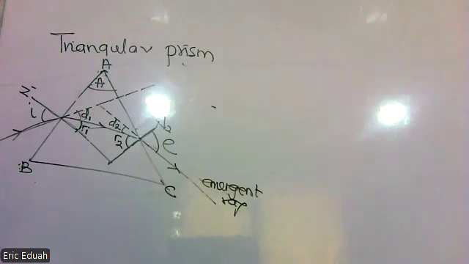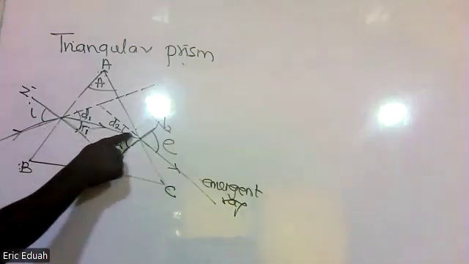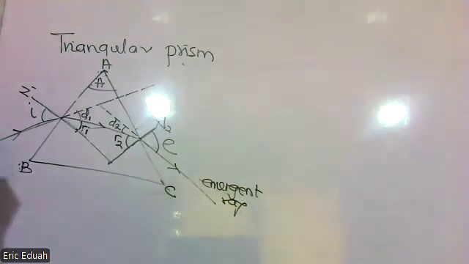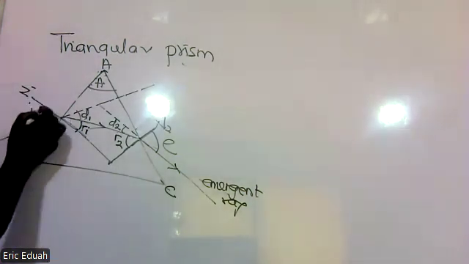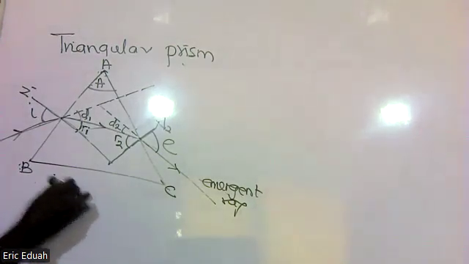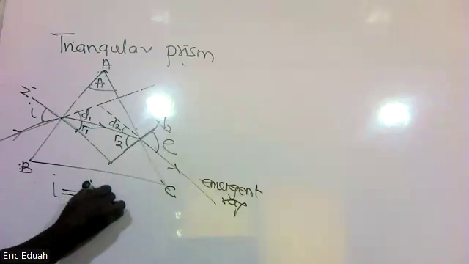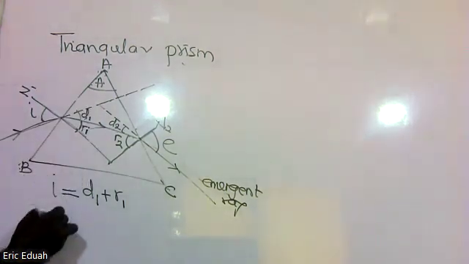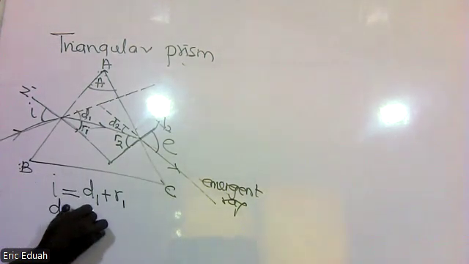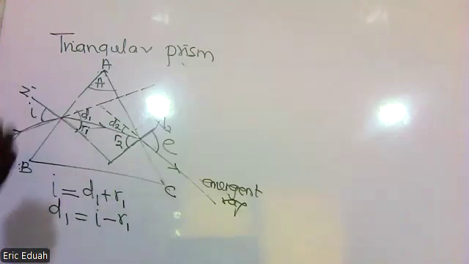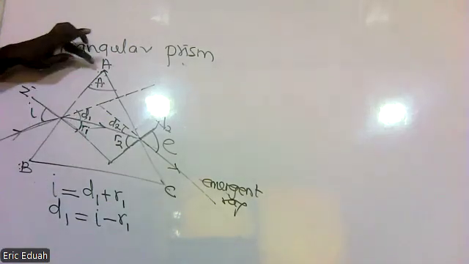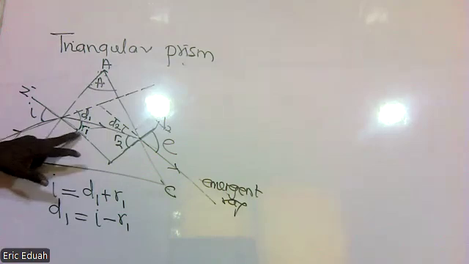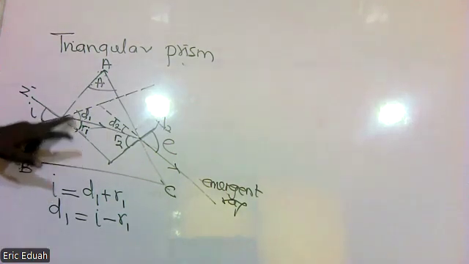Now we want to determine the value for each deviation, D1 and D2, at both planes. For vertically opposite angle reason, we could see that I is equal to D1 plus R1. Vertically opposite angles are equal. Therefore, D1 is equal to I minus R1. So if you want to calculate the angle of deviation with regards to AB, you subtract R1 from I.